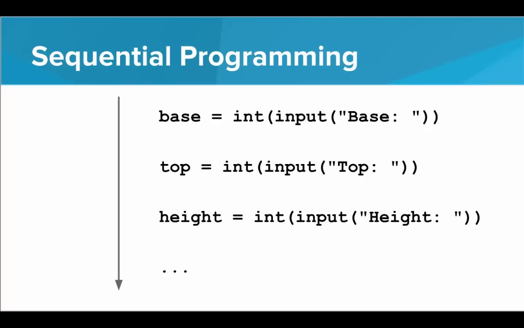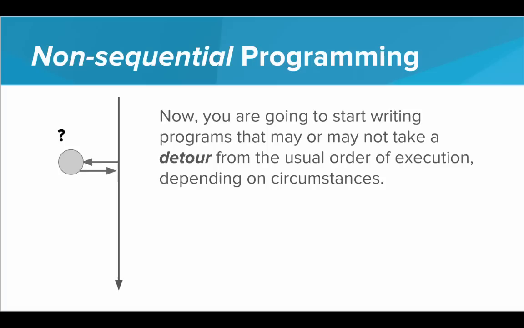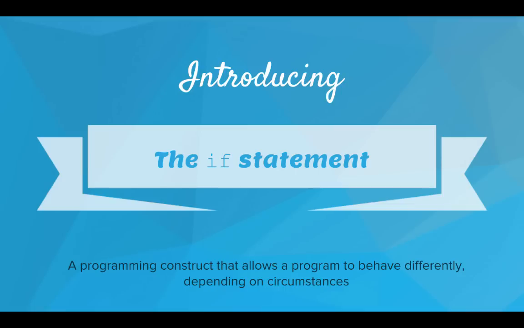Here's an example program from a previous lesson that runs sequentially. The magic red arrow would just run the first line, and then the second line, and then the third line, and so forth, without ever deviating from its path. Now, you're going to start writing programs that may or may not take a detour from the usual order of execution, depending on circumstances. You can do this using an if statement.